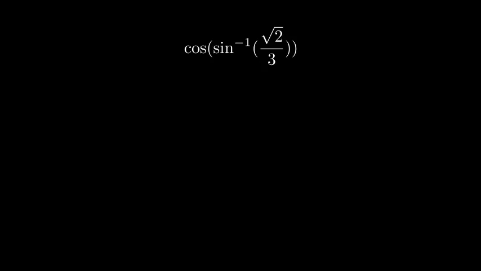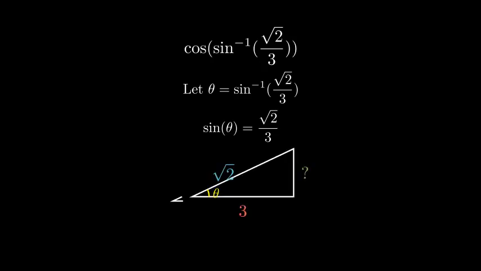When we see sine inverse of some value, we can think of it as an angle whose sine equals that value. Let's call this angle theta. This means that the sine of theta equals square root of 2 over 3. We can represent this with a right triangle.